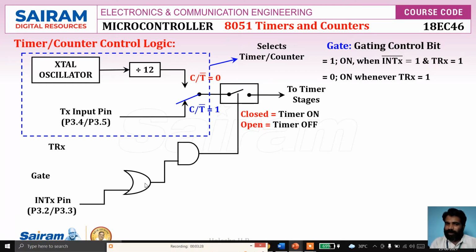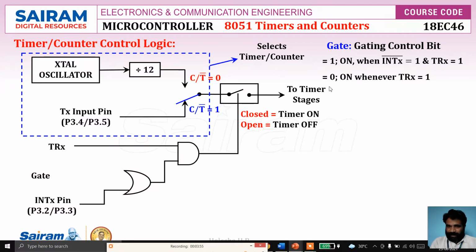here we use an OR gate. If this is 1, whatever the other input, the output of the OR gate is 1 and that is connected as an input to the AND gate. One more thing, TRX should be 1, so that is another input to the AND gate. Whenever the output of the AND gate is 1, the switch is closed and the timer is on.